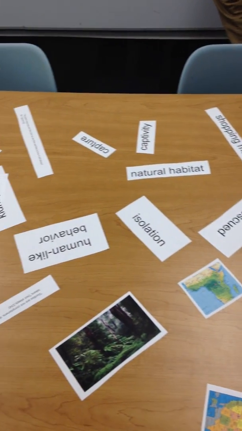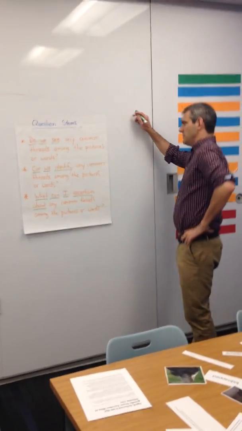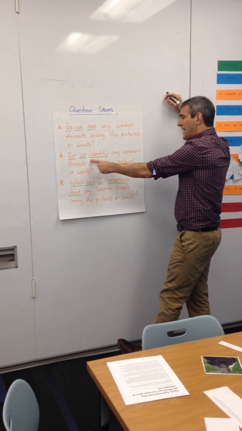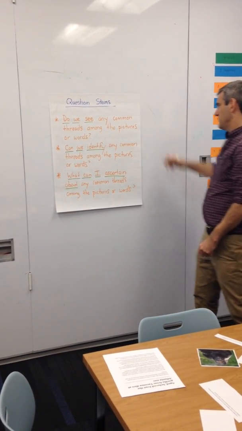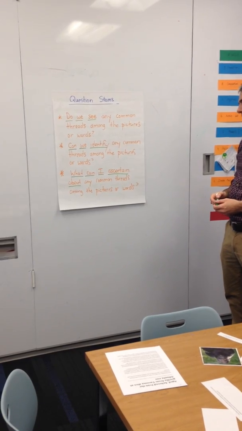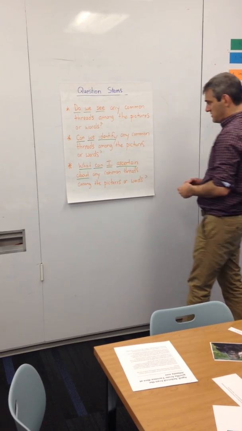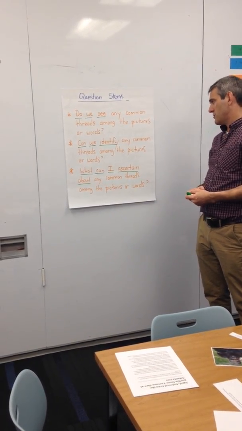Okay. Let's go with Amalia. Can you read the first one? Do we see any common threads among the pictures or words? Okay. Next one, Cindy. Can we identify? Now remember, break it out into word parts, right? Identify any common threads. Threads. Good. Among the pictures or words.